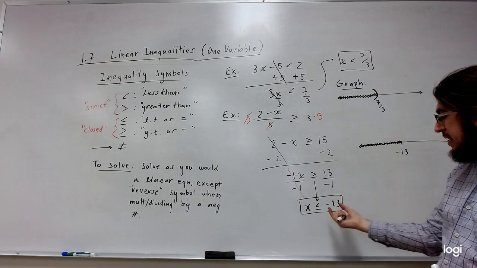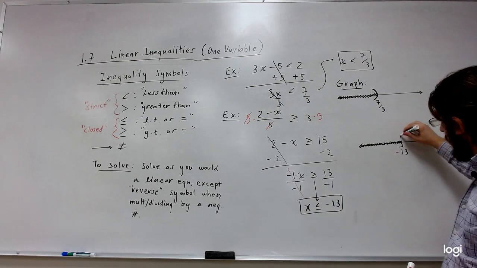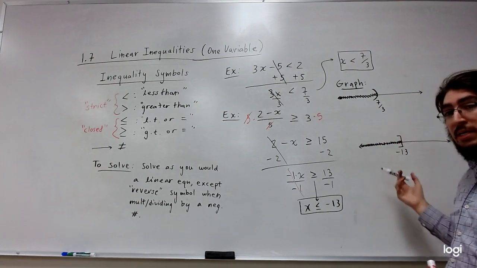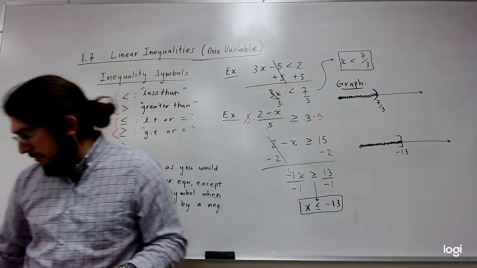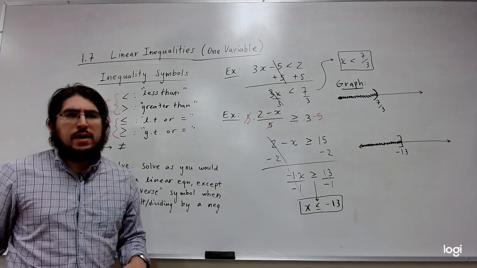But since this is an or equal to, we'll use a bracket instead of a parenthesis. So the parenthesis means we don't touch that number. The bracket means you do touch that number. And right now we're going to see a few examples that go over some different notation on this.